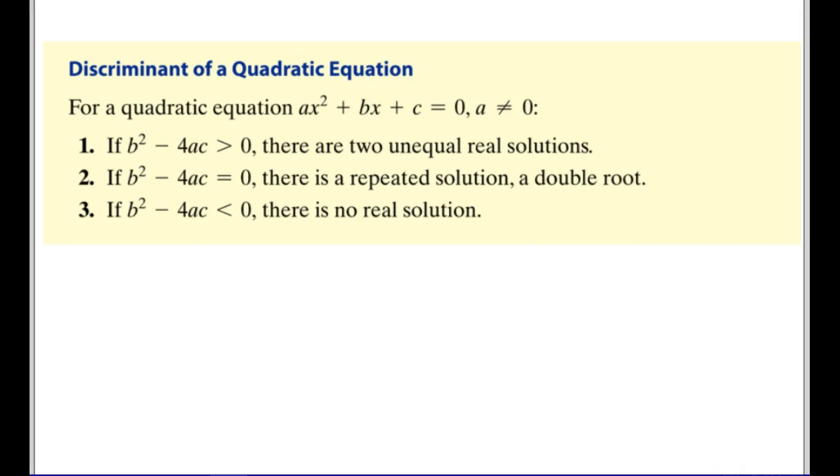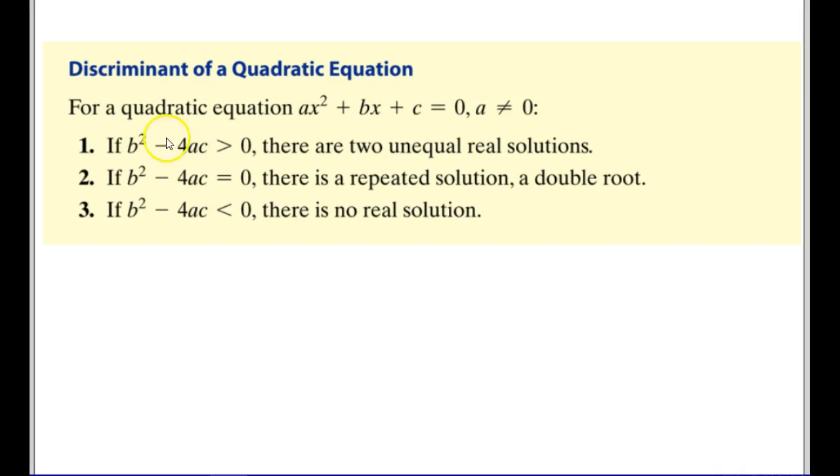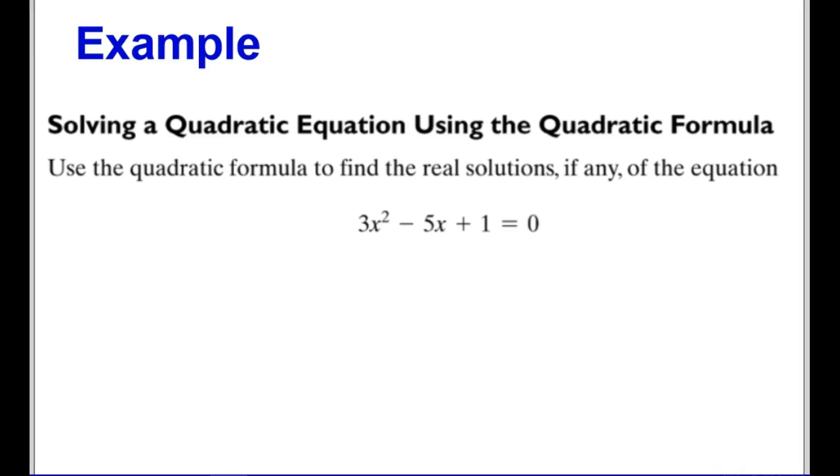Okay? We're also going to be talking about the discriminant. So you'll notice this b squared minus 4ac is the stuff that's inside your radical sign. Okay? So if I take that b squared minus 4ac, if that's greater than 0, there's two solutions. If it equals 0, there's one solution, that double root that we looked at earlier. And if it's less than 0, there's no real solutions. So that will come into play as well.